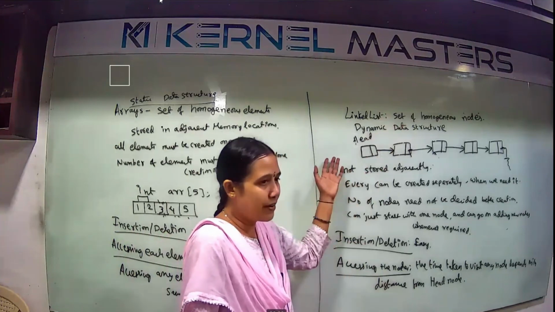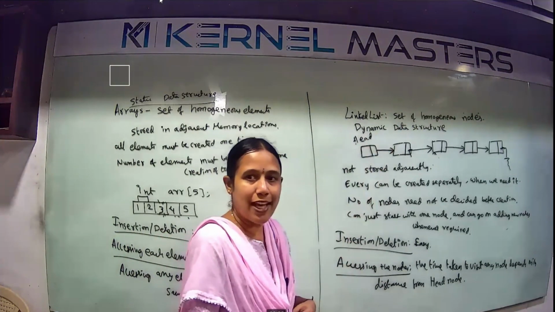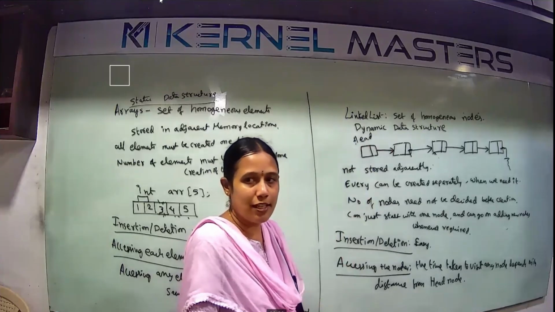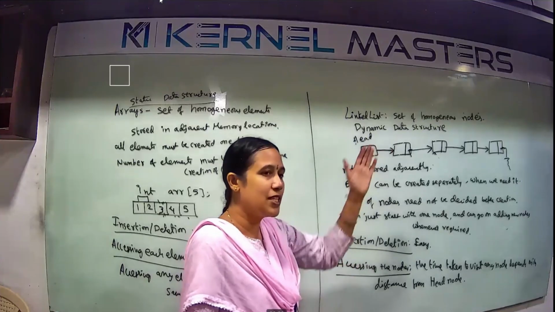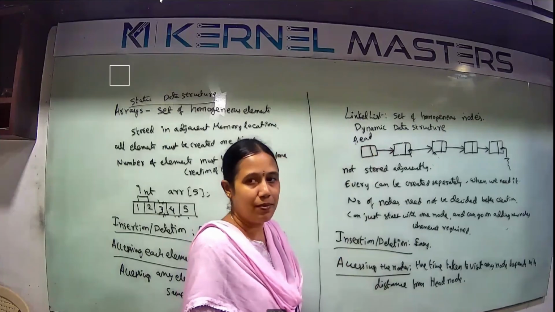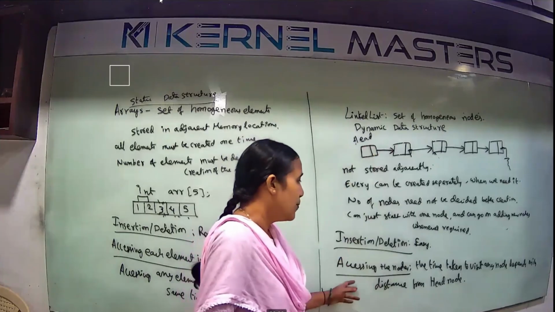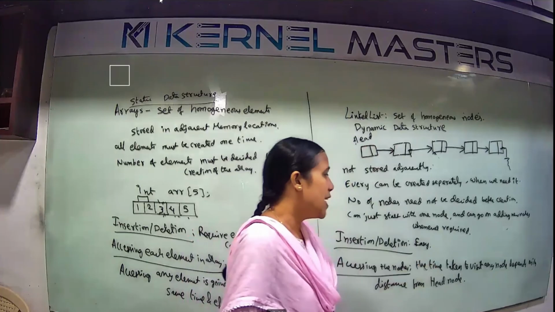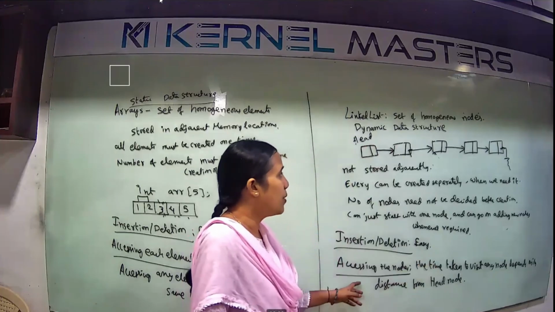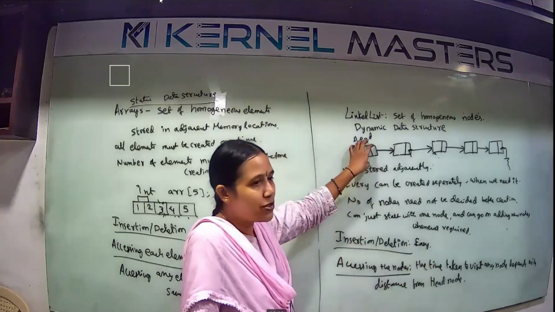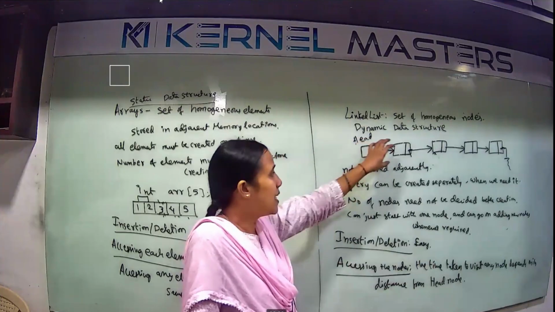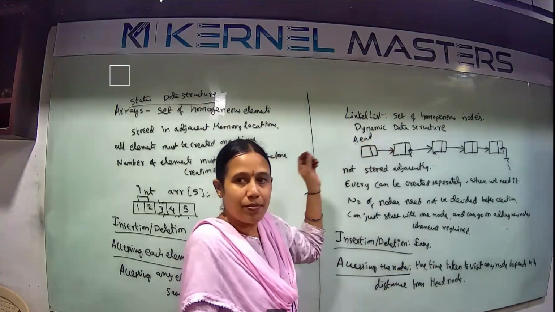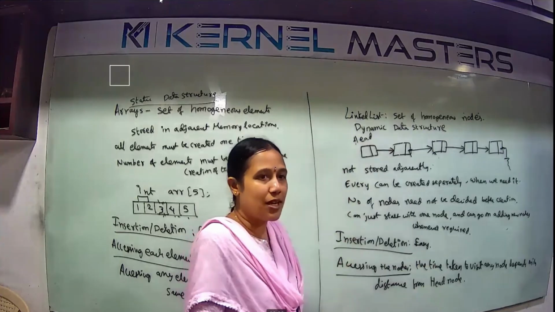This is like your string. Till you find the null character, we can keep on visiting the string, right? So here also, you can keep on visiting the linked list nodes till you find a null. The time taken to visit any node depends on the distance from the head node. So the time taken to visit the first node is very minimum. Second node, 1 step extra. Nth node, n steps extra.